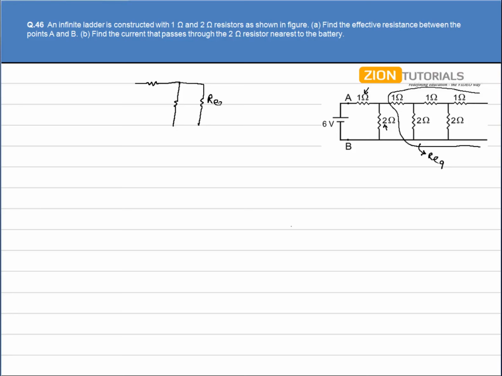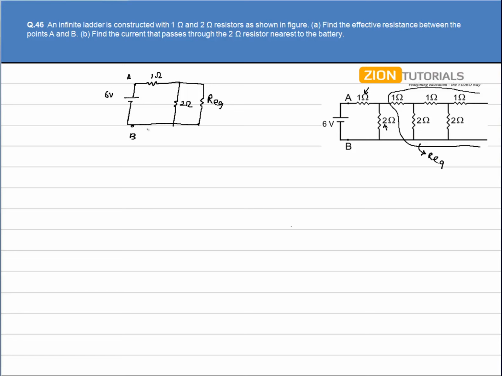This is my R equivalent. This is the 2 ohm that I neglected, and the 1 ohm that I neglected earlier. My point A is connected to a battery of 6 volt, and here is my circuit. This is my point B.